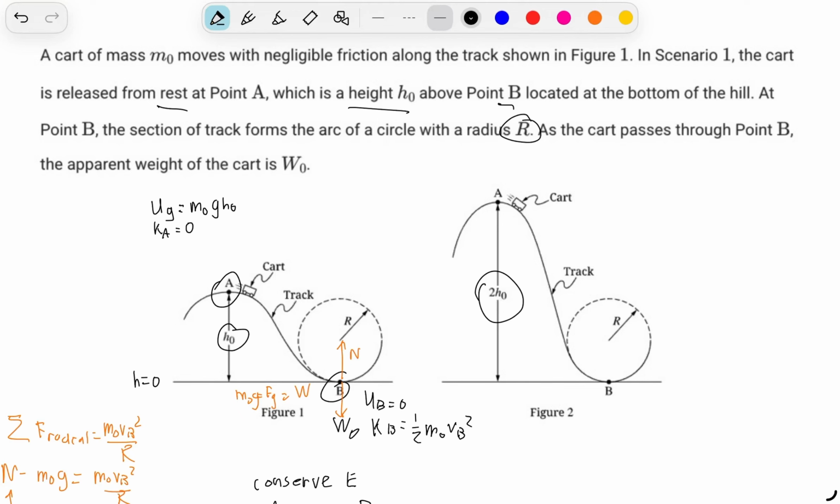In this video, we're going to do an AP Physics 1 FRQ, where we have a cart of mass M initial moving with negligible friction along the track as shown in figure 1. In scenario 1, the cart is released from rest at point A at the top, which is at a height H initial above point B, which is at the bottom of the hill. At point B, the section of the track forms a circular arc with a radius r. And then as the cart passes through point B, the apparent weight of the cart is weight initial.